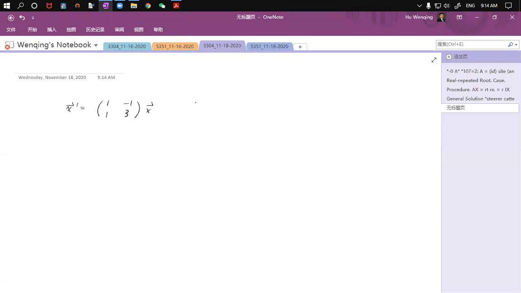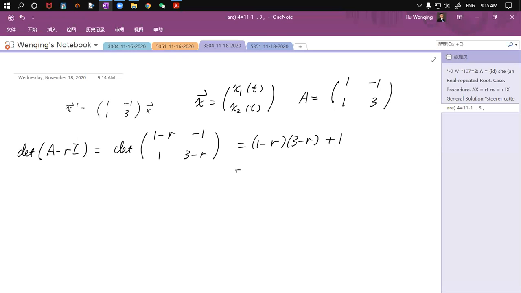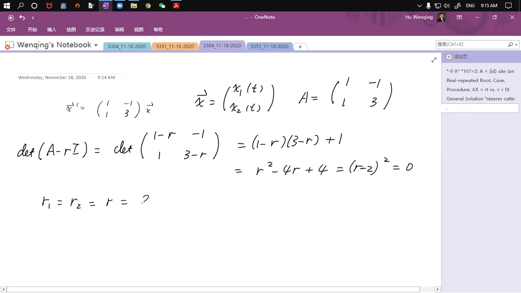Well, of course, you set x to be equal to x1 and x2 of t. They are functions of t. So the matrix A is actually given by 1, minus 1, 1, and 3. Then you look for the determinant of A minus rI. That's the determinant of the matrix 1 minus r, minus 1, 1, and 3 minus r. So that's (1 minus r) multiplied by (3 minus r) plus 1. Okay, so this is r squared minus 4r plus 4. So that's (r minus 2) squared. If you set this to be 0, you see that r1 equal to r2 equal to r equal to 2. So the common real eigenvalue is going to be 2.